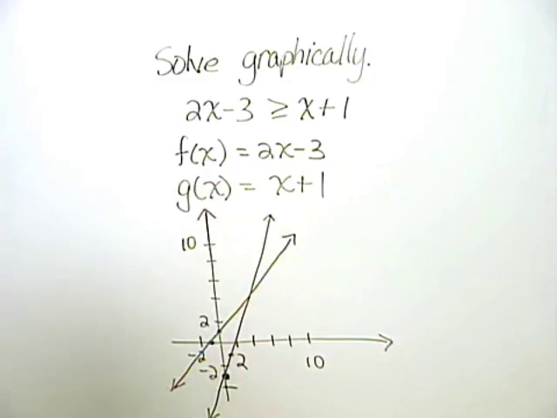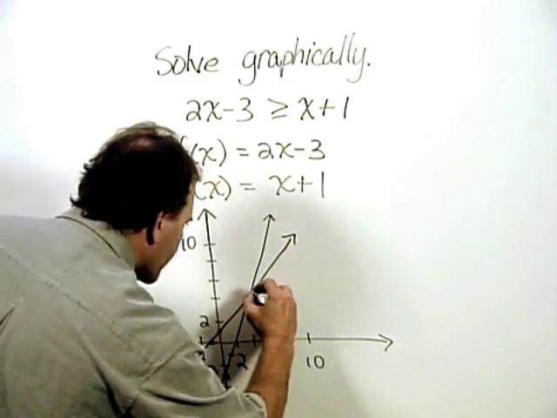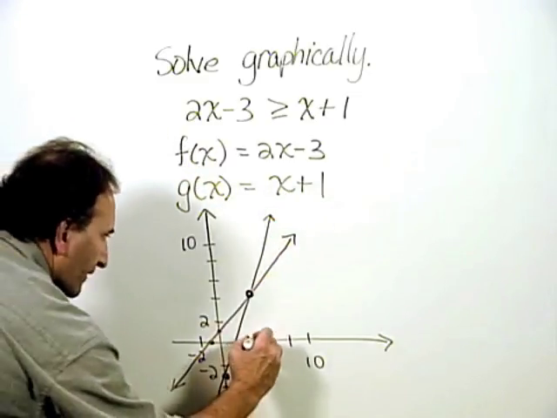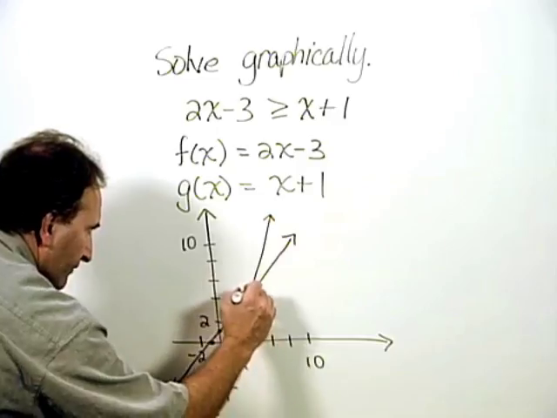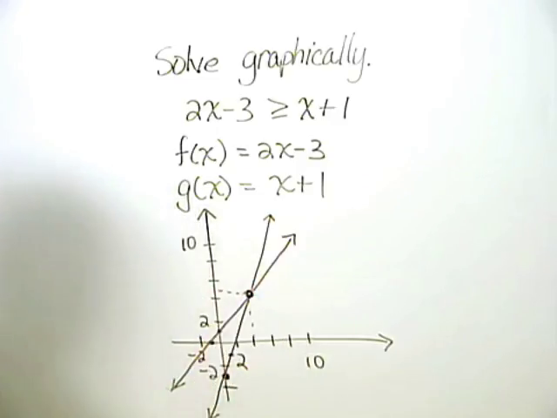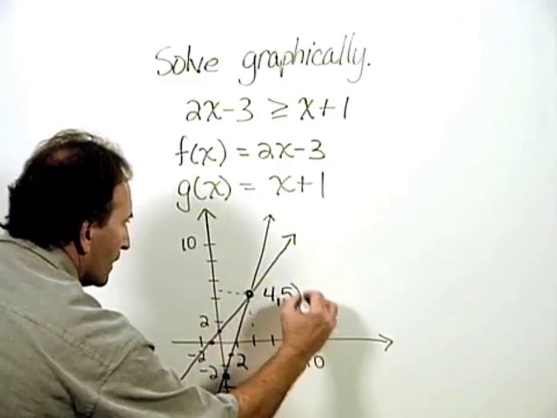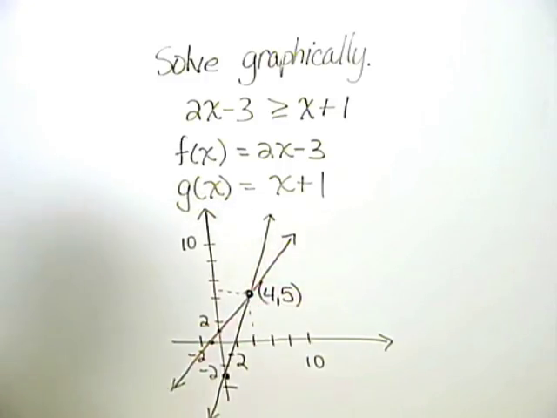Now what I'm interested in is where do they intersect? And that's approximately that point there, which if I look here, it's at 4, and I come across, it's at 5. So that point is 4, 5, where they intersect.